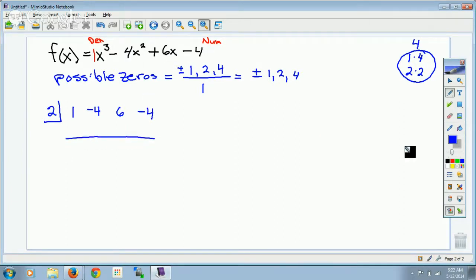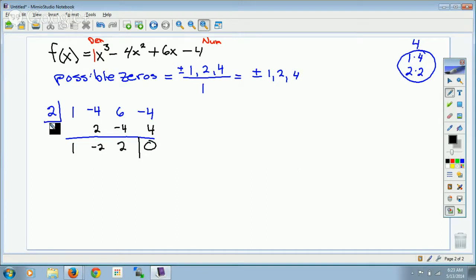Leave myself a little space, bring down the leading 1. 1 times 2 is 2. -4 plus 2 is -2. Remember, it's always add, come down. 2 times -2 is -4. 6 plus -4 is +2. 2 times 2 is 4. And yes, the remainder is 0, just like I hoped.